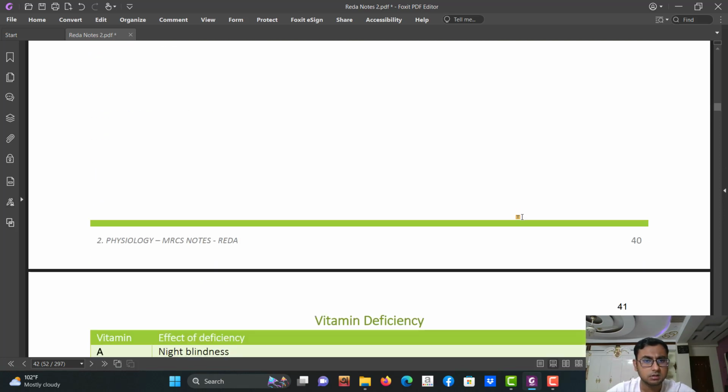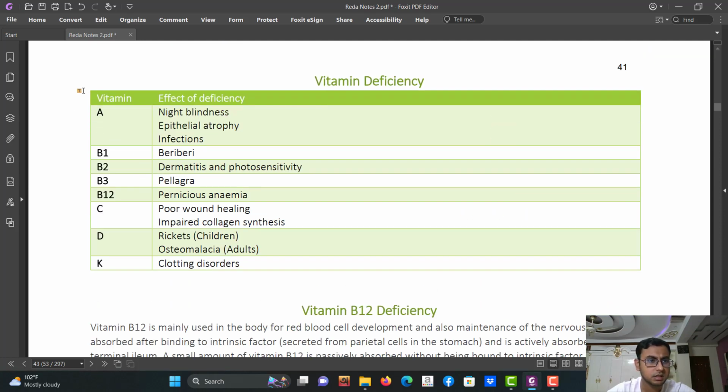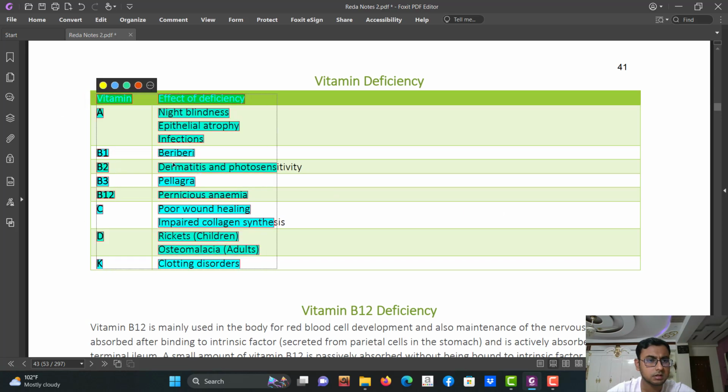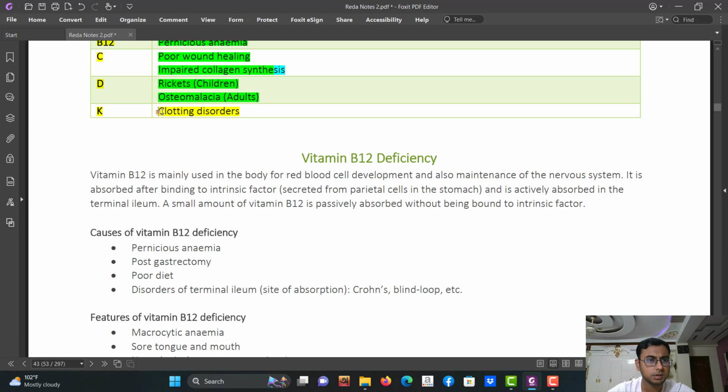Adrenal physiology I have already told you is biochemistry, that is, vitamin deficiency. You have to continue all these things on your own. You all know very clearly which vitamin causes which kind of deficiency. But in the case of vitamin C, you must remember collagen fibers. And vitamin B12 is pernicious anemia. Another is epithelial atrophy, beriberi, rickets and osteomalacia, and vitamin K clotting disorders.